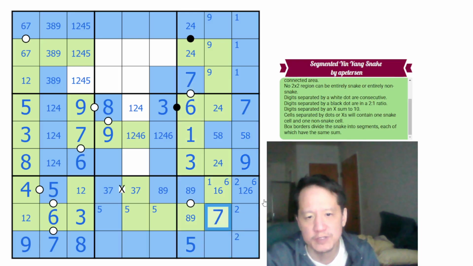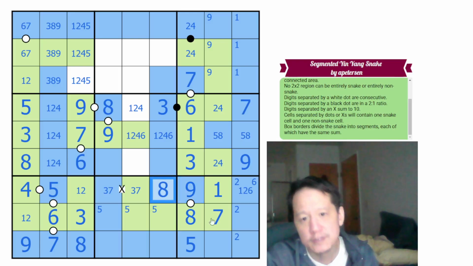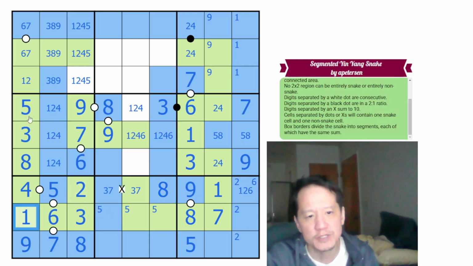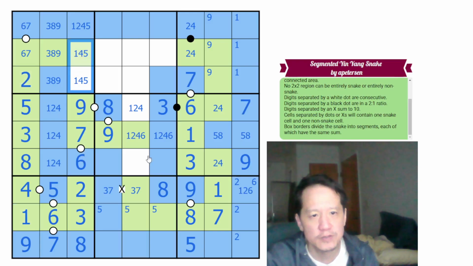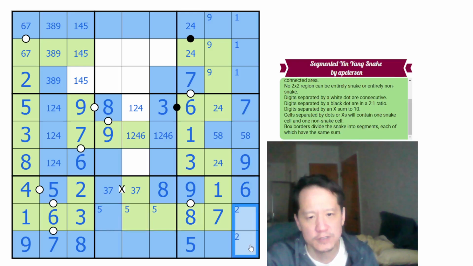So this must be a 7, which means this must add up with 1 and 7, and therefore this must be 8, which makes this 9, which makes that 8. This can't be 1, so this is 2, which makes that 1, which makes that 2. These can't be 2. So it's 1, 4, 5. This can't be 1 or 2, so this is 6.